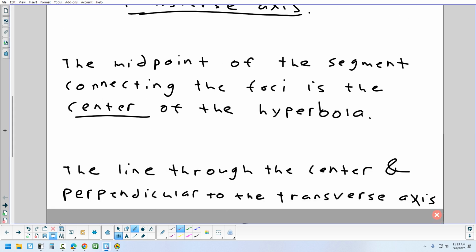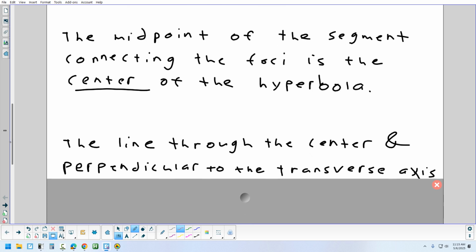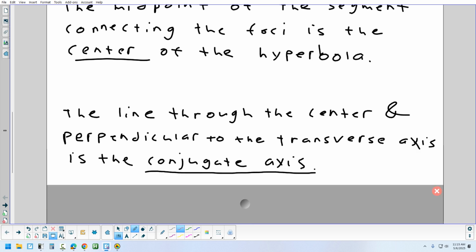Now, if you draw a line through the center and perpendicular to the transverse axis, this is what we called the minor axis yesterday. Right. Today, it's called the conjugate axis. So that's a line through the center, perpendicular to the transverse axis. Now, like ellipses, there are only going to be two cases. Either your transverse axis is horizontal, or your transverse axis is vertical. We won't be drawing a hyperbola on an angle. You can, but we're not.